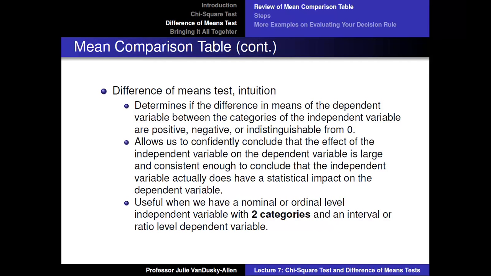To do this, we can use a difference of means test. A difference of means test helps us determine if the difference in means of the dependent variable between the categories of the independent variable are positive, negative, or indistinguishable from zero. It also allows us to confidently conclude that the effect of the independent variable on the dependent variable is large and consistent enough to conclude that the independent variable actually does have a statistical impact on the dependent variable. Note that this test is useful when we have a nominal or ordinal level independent variable with two categories and an interval or ratio level dependent variable.